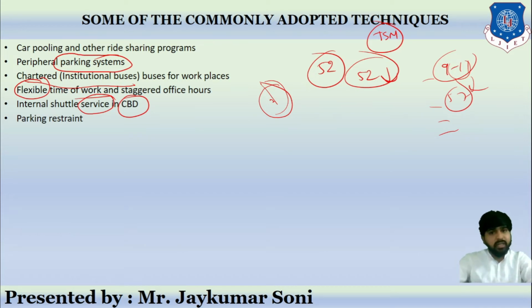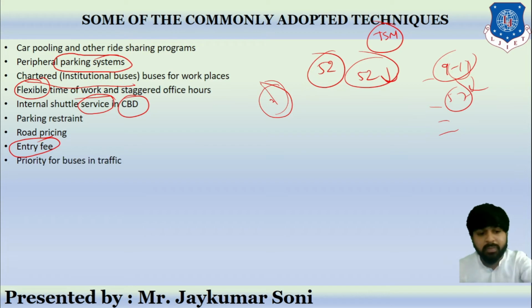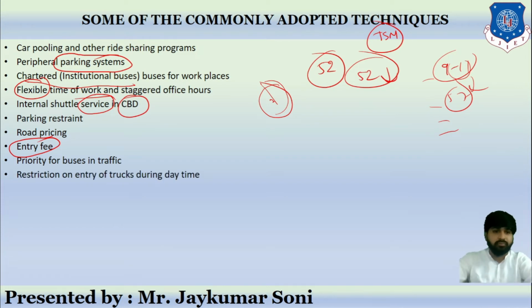Parking should be restrained at certain locations. Then the pricing of the road also has an effect, and an entry fee should be charged at certain places so that people will avoid visiting those places if it is not necessary. Then we should prioritize the movement of buses during the traffic, so that the majority of public transportation will be used and the higher amount of private transport will be reduced.